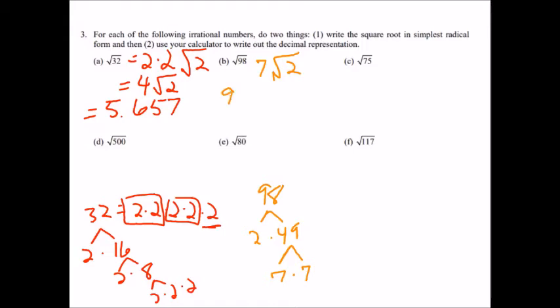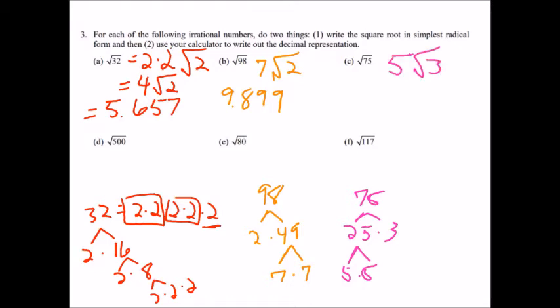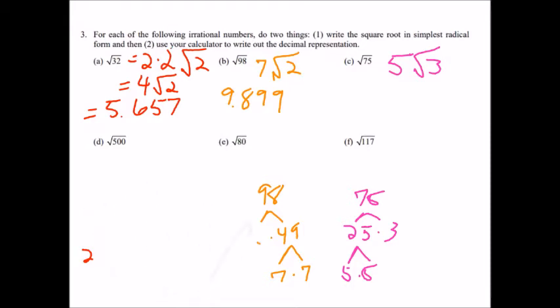9.899. All right, 75. Let's do 25 times 3. That's 5 times 5. So a pair of 5s and then a radical 3. I'm going to skip the whole decimal thing just because that's a calculator thing. I think we can do that on our own.